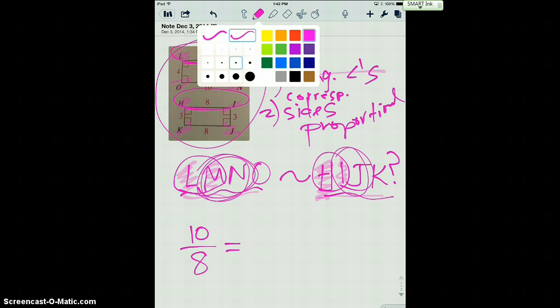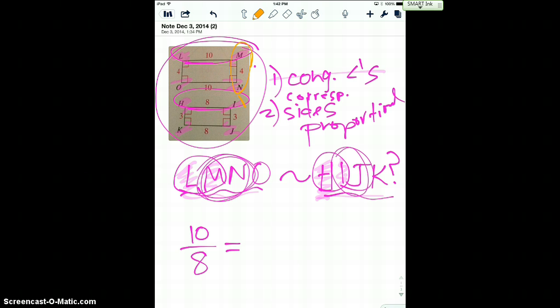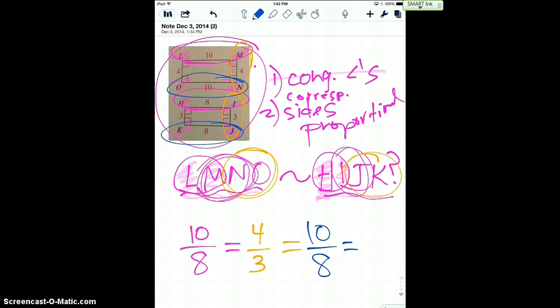MN, so I'll do a different color. MN with IJ, 4 to 3. And is that the same ratio equivalent to NO and JK? Again, a different color. NO, JK, 10 to 8. Which also needs to be the same as the last set, LO and HK. And that was 4 to 3. So are these the same? Well, it looks like we have the same set here as there.